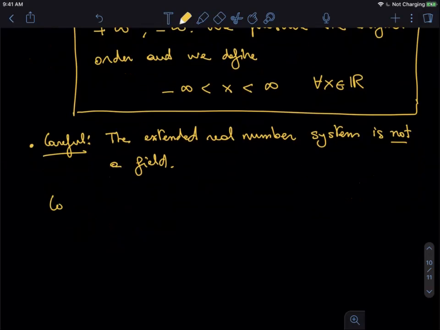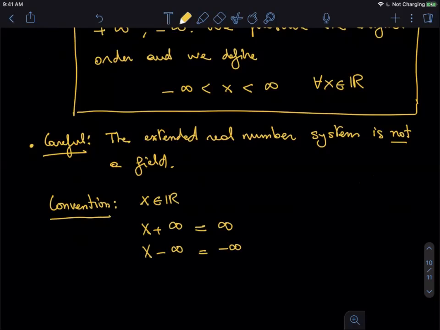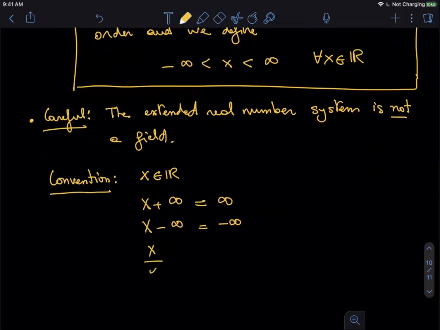But there is a convention. So we have already seen so many times operations involving plus and minus infinity. Those are not really operations, but it's a convention. Okay, if we have a real number and we add infinity, then we have infinity. Okay, if we subtract infinity, we have negative infinity. And if we divide by infinity or by minus infinity, we get 0.